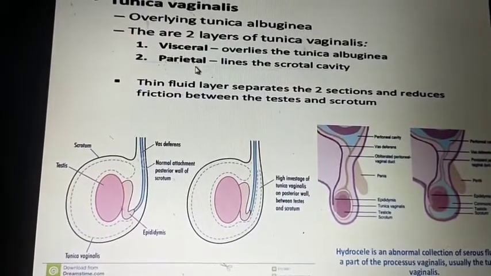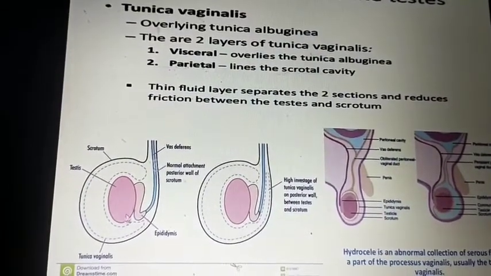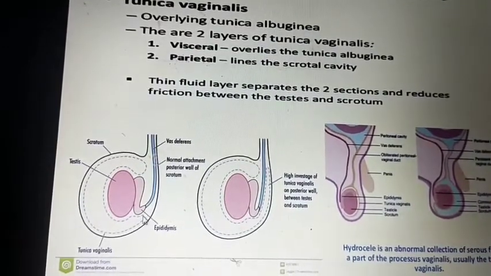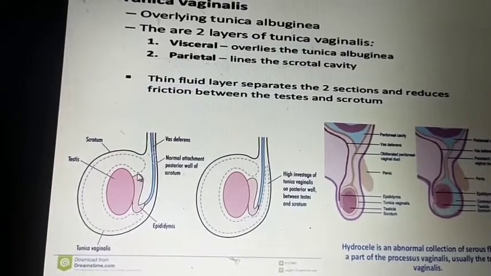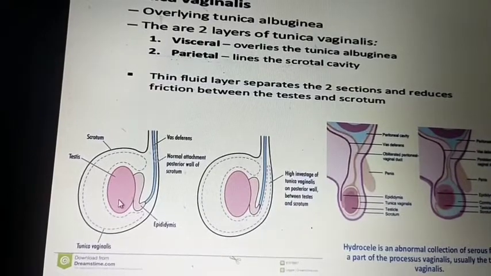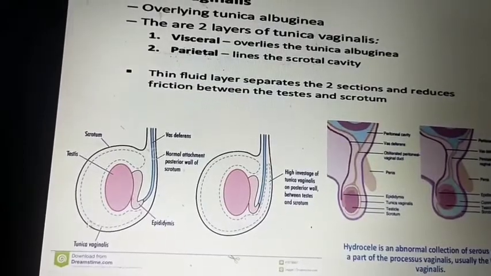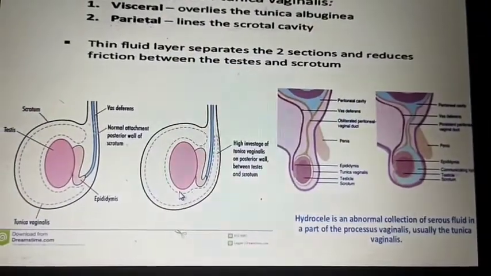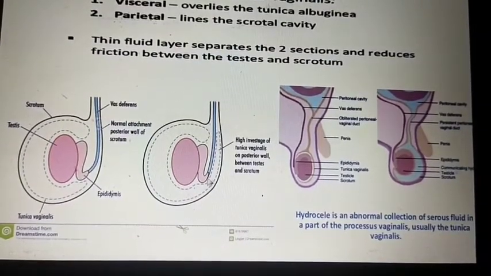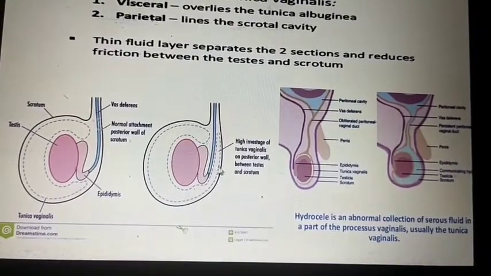Then the parietal layer lies in the scrotal cavity. You can see here, this is the testis and this is the processus vaginalis, or you can say the tunica vaginalis. The innermost layer is the visceral layer of the tunica vaginalis, and the outermost is the parietal layer of the tunica vaginalis. And there is a high investigation of the tunica vaginalis on the posterior wall between the testis and the scrotum.